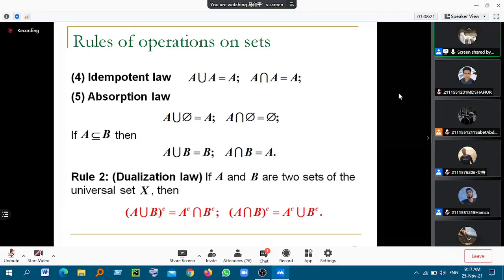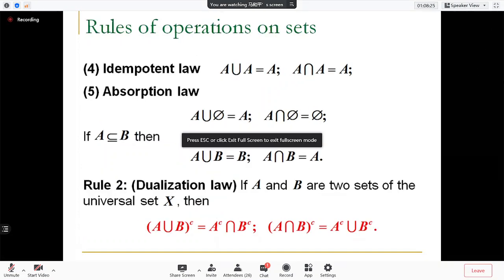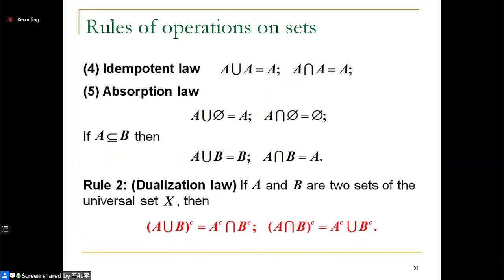The fourth is the idempotent law: A union A is A, A intersection A is A. And the fifth is the absorption law: A union an empty set is A, A intersection an empty set is an empty set. If we have A is contained by B, then A union B is B.